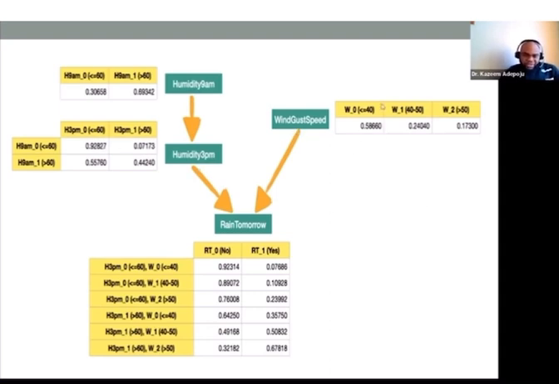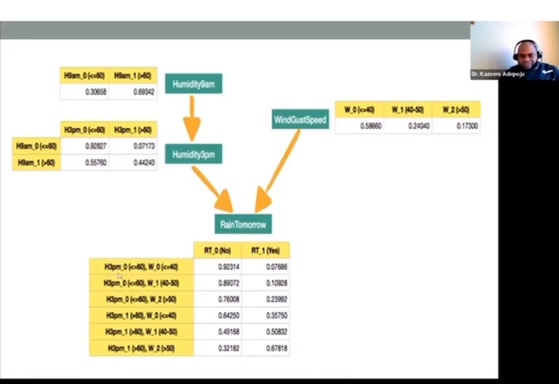And of course, the wind speed has three categories. At times, the wind speed could be less than or equal to 40, or 40 to 50, or greater than 50. And you can see the probability associated with each category. And of course, we need the humidity at 3 p.m. and the wind speed to determine the rain tomorrow. So what you see here is the chance of rain tomorrow, considering different states of nature.